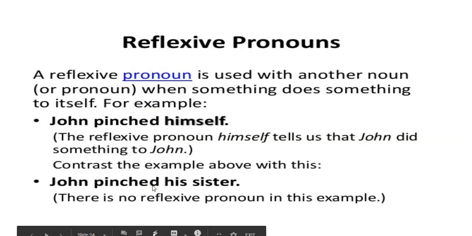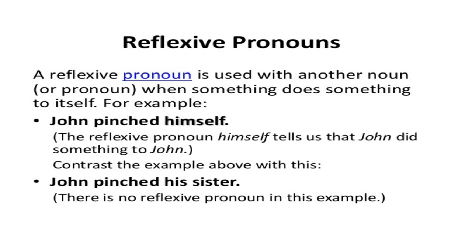A reflexive pronoun is used with another noun or pronoun when something does something to itself. For example, John pinched himself. The reflexive pronoun himself tells us that John did something to John. John pinched his sister. In the second sentence, there is no reflexive pronoun. He is doing it to his sister, not to himself.